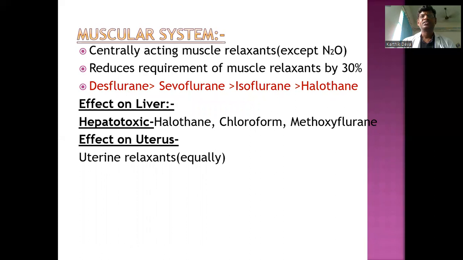Muscular system: centrally acting muscle relaxation reduces the requirement of muscle relaxants by 30%. Desflurane has more centrally acting muscle relaxant action than sevoflurane, than isoflurane, than halothane. Effect on liver: it causes hepatotoxicity, mainly halothane, chloroform, methoxyflurane. Effect on uterus: all the inhalational anesthetic agents are uterine relaxants.